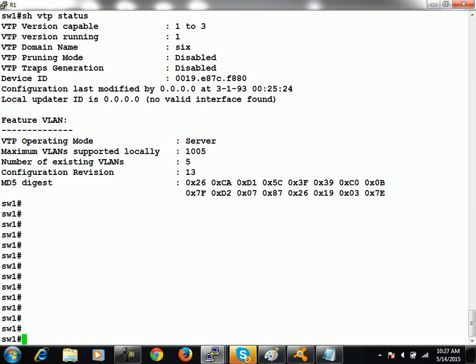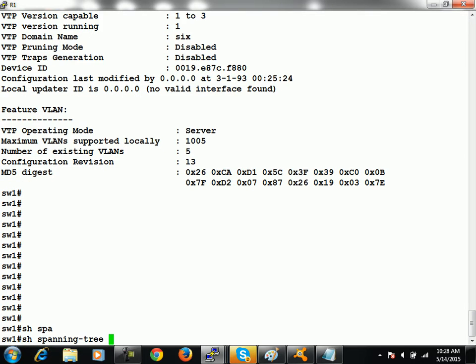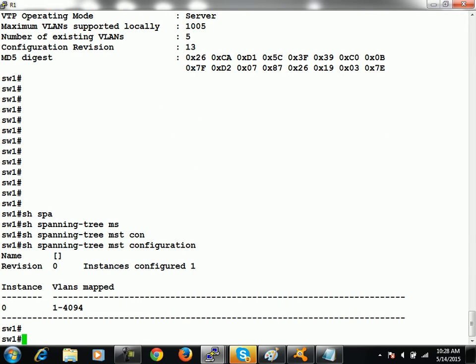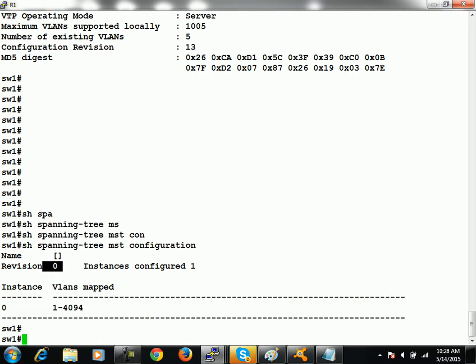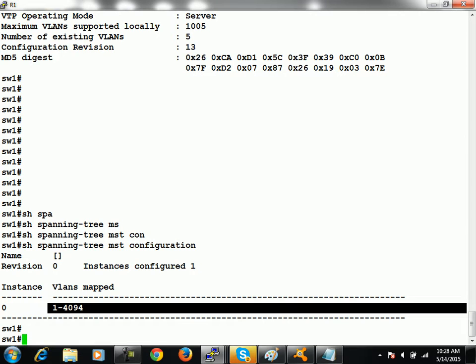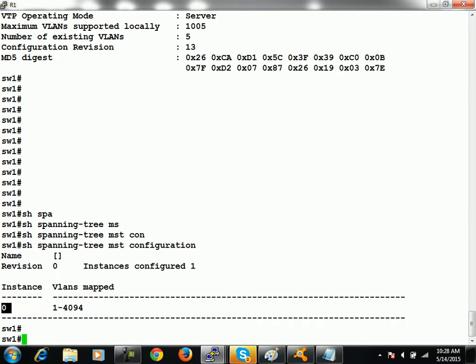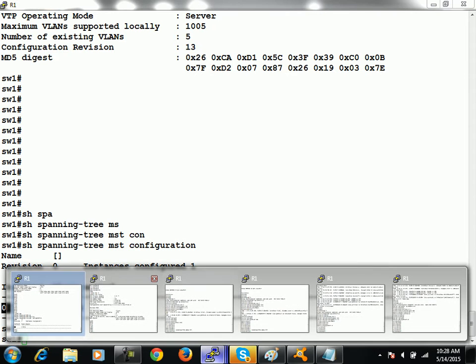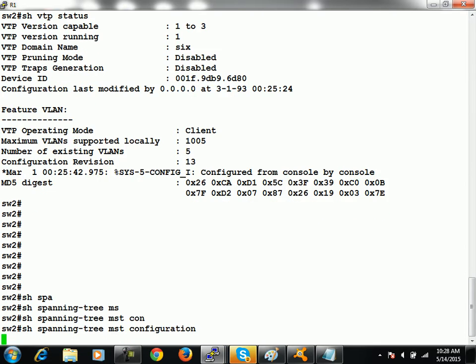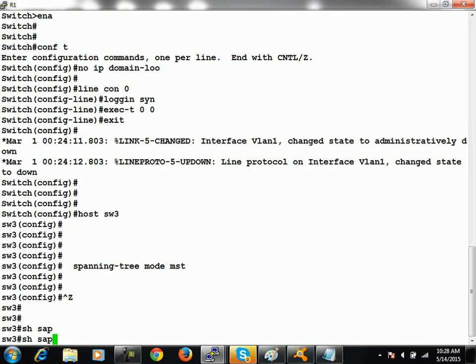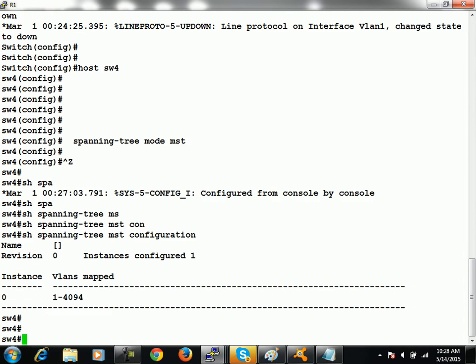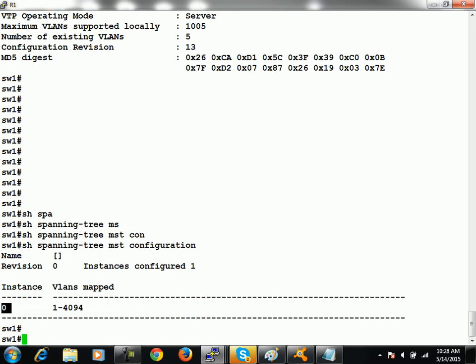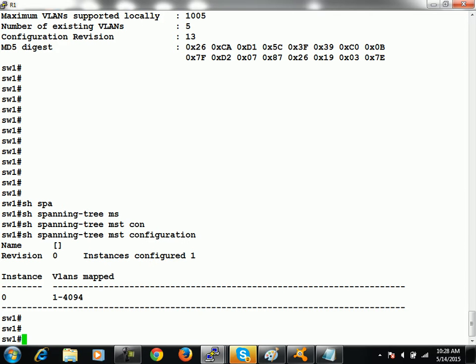Now let's check the default configuration of MST. Show spanning-tree mst configuration. The default name will be null, the default revision number will be 0, and there will be only one instance of STP, which will be instance 0, and all VLANs from 1 to 4094 will be mapped into a single instance, MST instance 0. Any problem? You will find the same configuration on all switches. Show spanning-tree mst configuration on switch 2 also. The same configuration will be present on switch 3.